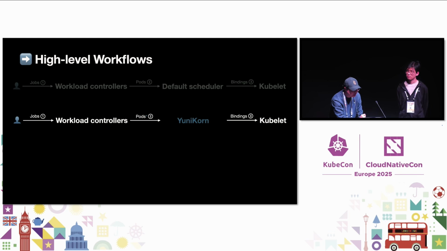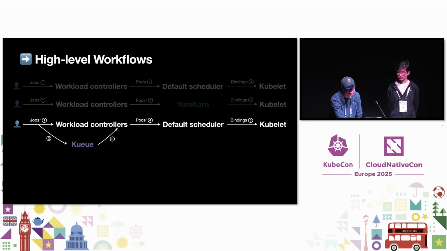It's just you have to associate particular YuniKorn-specific labels and annotations to describe the characteristics of the job or application so that YuniKorn can optimize for that job. So that is YuniKorn's design philosophy. For Kueue, it's different because in the picture you can see that the workload controller is not allowed to immediately create pods.